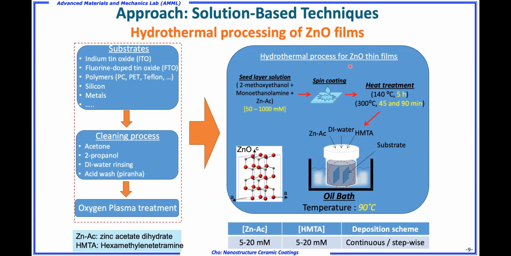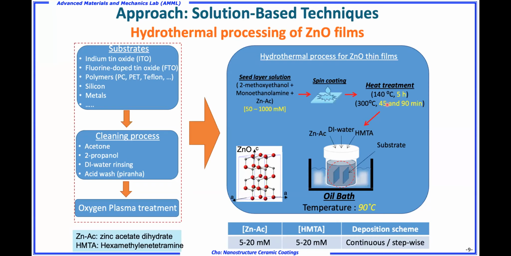In order to grow one-dimensional nanorod structures, the seed layer is critical. We generate the seed layer normally through spin coating, even though some other processes are possible to generate the seed layer. From this spin coating case, we cure the seed layer between 140 degrees C and 300 degrees C. Normally high temperature curing is better, but we also work with some polymer substrates. That's why we try to use as low a temperature as possible to protect the polymer substrate.